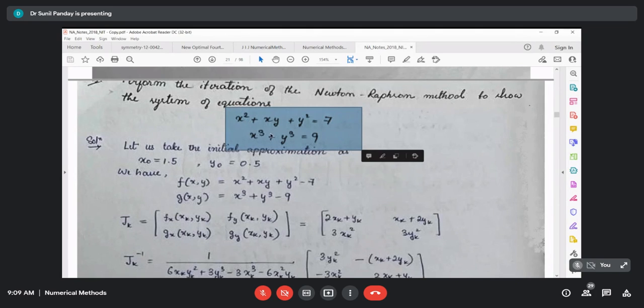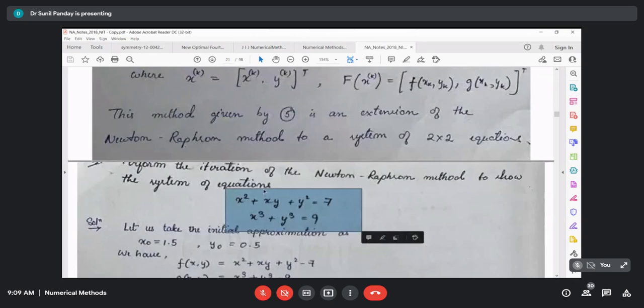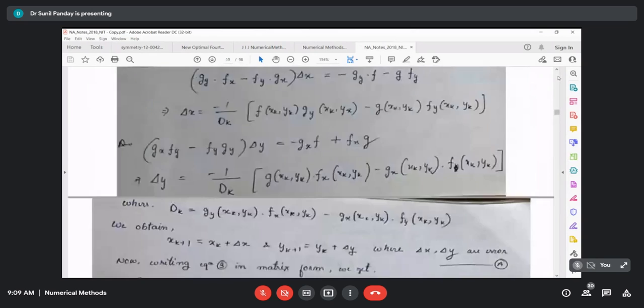So we have to find those x and y such that if I substitute x equals x naught and y equals y naught, then I will get exactly 7 and 9. Then x naught, y naught is the exact solution. Or instead of x naught, y naught, I say x equals xi and y equals eta, if I substitute. So we develop the method for this.